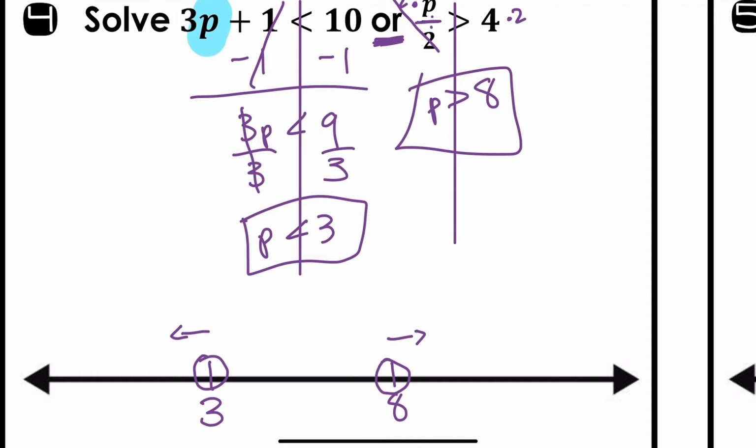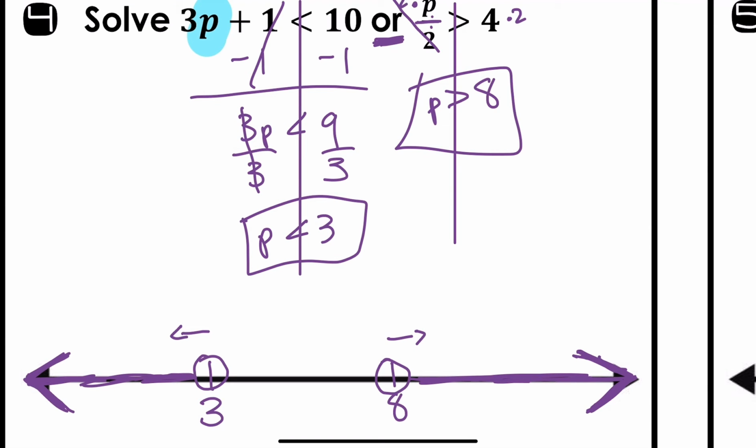All right, so this problem is telling me that we are going to go in opposite directions. So I am going to fill in the opposite sides of our graph. Now, every or inequality is going to look like this. This says that p is less than 3 or p is greater than 8. Instead of meeting in the middle like the ands did, these are going to go in opposite directions. These cannot touch each other because it's or. It's one or the other. It cannot be both. So that's why it's going to look like this.